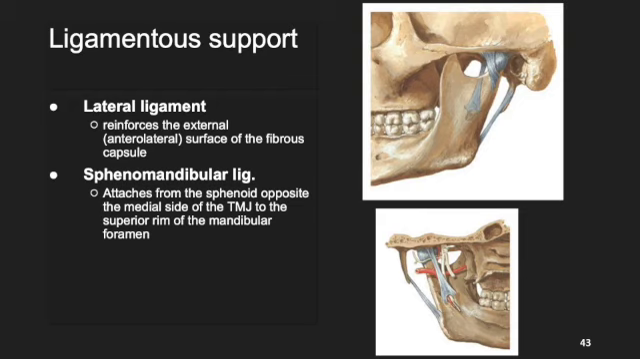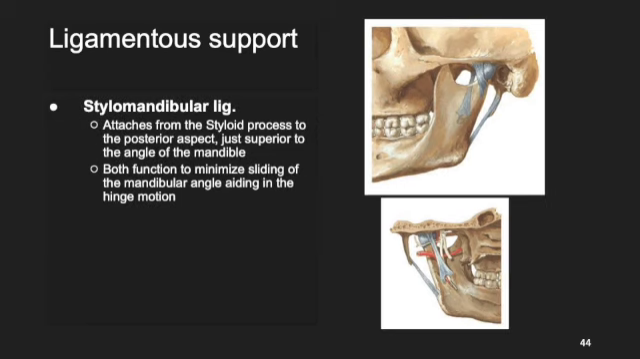And then what you see is the arc-like motion that happens when we open and close our mouth. The stylomandibular ligament is going to attach the styloid process down to the mandible. It is what it says. Its function or its job is to minimize the sliding of the mandibular angle in the hinge motion. So these ligaments, you're getting a pretty good sense, are all pulling and all restricting unwanted motion. We don't want our jaw to slide out all over the place if we're trying to open and close our mouth.